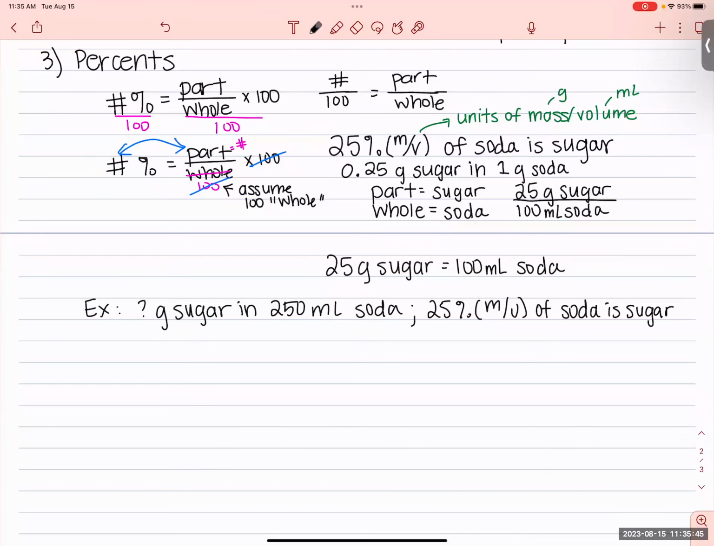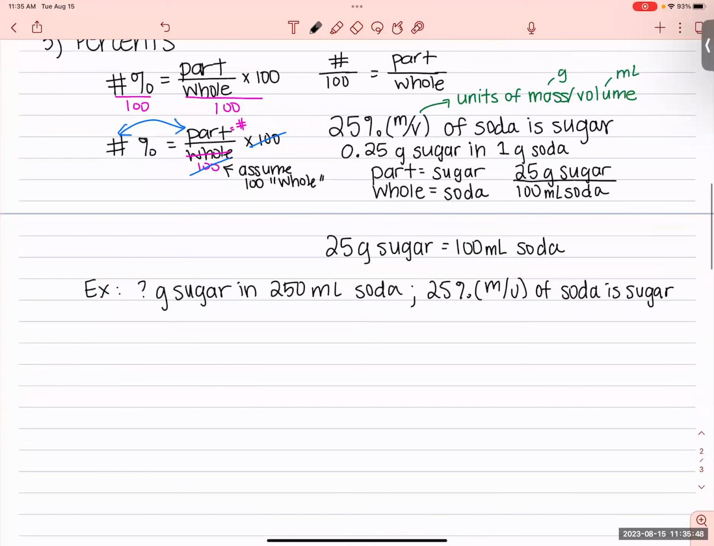But however, to show you how this would look in dimensional analysis, this is going to be my starting place here. So my start is going to be 250 milliliters of soda. Notice that I'm writing what the substance is. I can't say 25 grams equals 100 milliliters. You have to say sugar and soda or it's not actually equal. We have to be more cognizant of making sure we write those labels down.